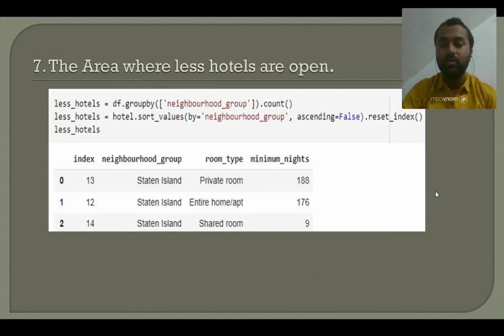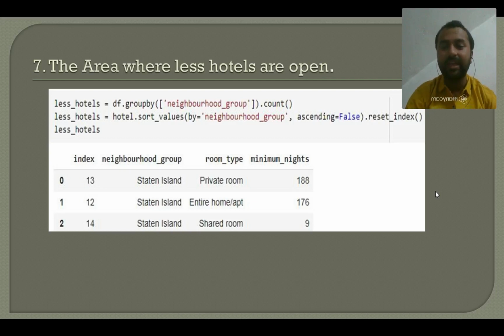Next, seventh one. We already know that Manhattan has the maximum number of rental places, but I want to know which place has the least number of rental places. So I created one more thing, grouping by the neighborhood group count, and I arranged that in descending order. Next, what was my output?